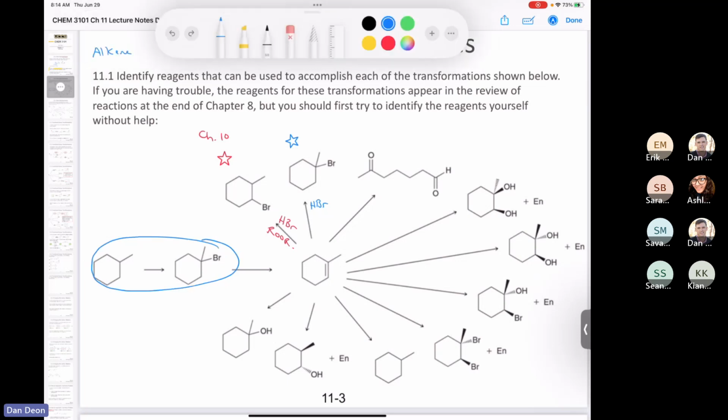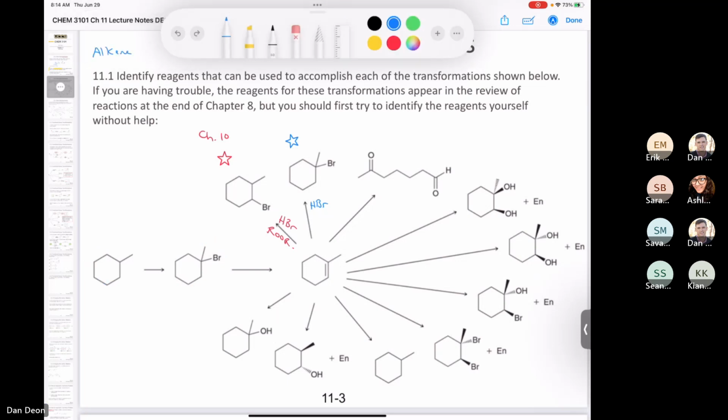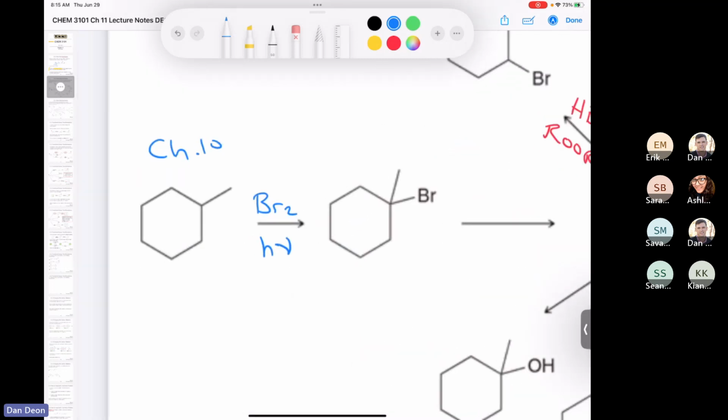So here we're just starting with a plain old alkane. Okay, this is an alkane, and then we want to add a bromine to it. So this is a chapter 10 reaction, right? This is a radical reaction. This is the reaction where we use bromine and light or heat, right? This is a free radical reaction. Remember this reaction well, my friends.